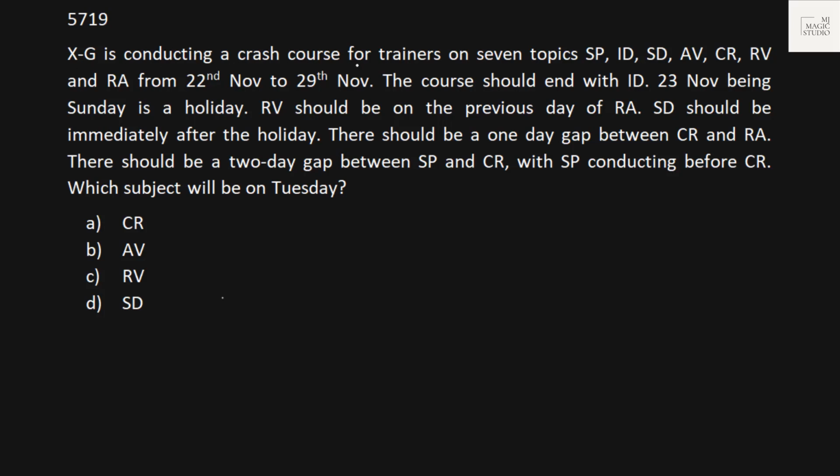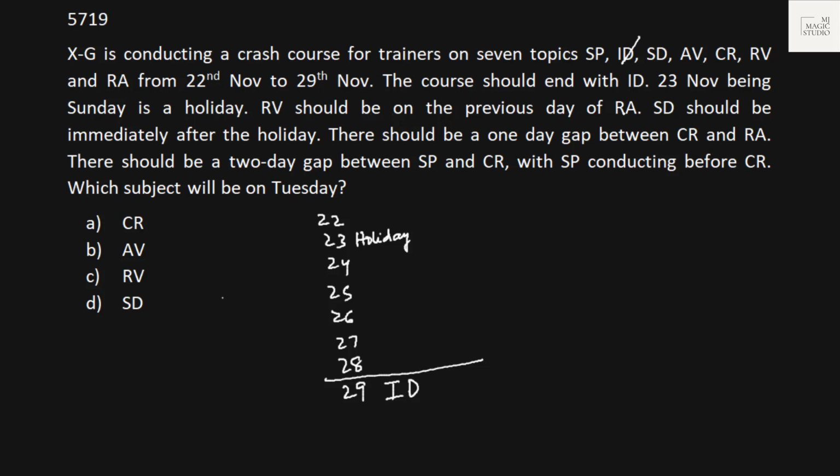XG is conducting a crash course for trainers on 7 topics from 22nd November to 29th November. We have 22nd, 23rd, 4, 5, 6, 7, 8, 9. That means 8 days. The course should end with ID. Last day it should be ID. 23rd November being Sunday is a holiday. So we have got 1, 2, 3, 4, 5, 6, 7 days and 7 topics. One ID is at the end.